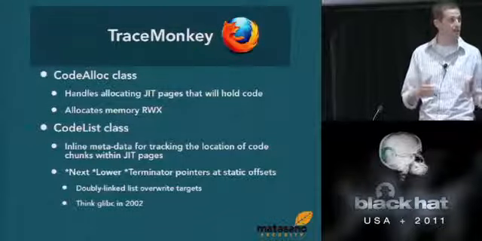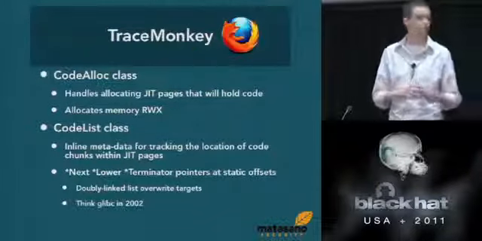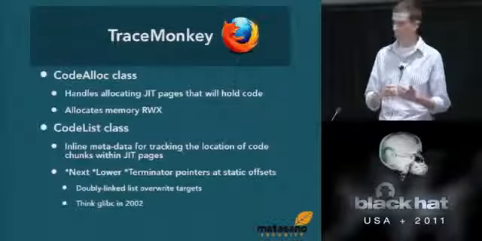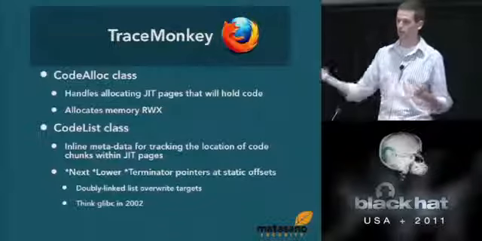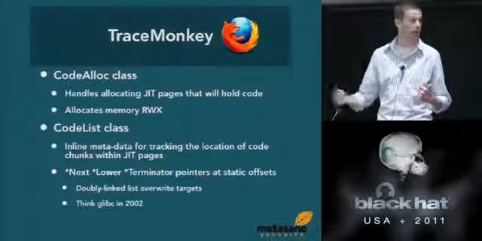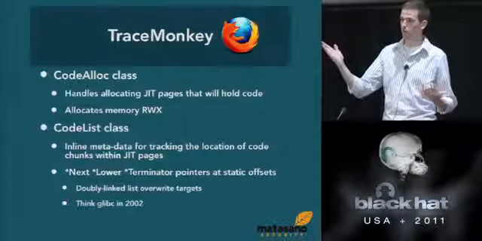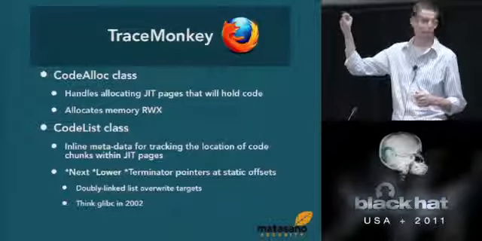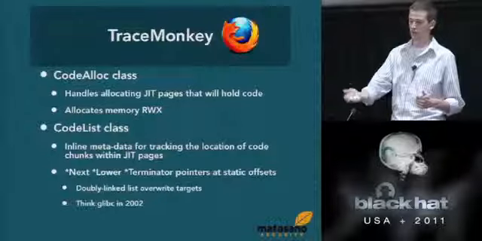And again, another bad part about this is that this data is stored at a static offset from the beginning of every JIT page. So if you want to overwrite one of these pointers, you simply allocate lots and lots of JIT pages, and then you just pick one at random that you hope is in the space you've allocated, and you write the 20th byte from the beginning of the page, and you've overwritten the next pointer.